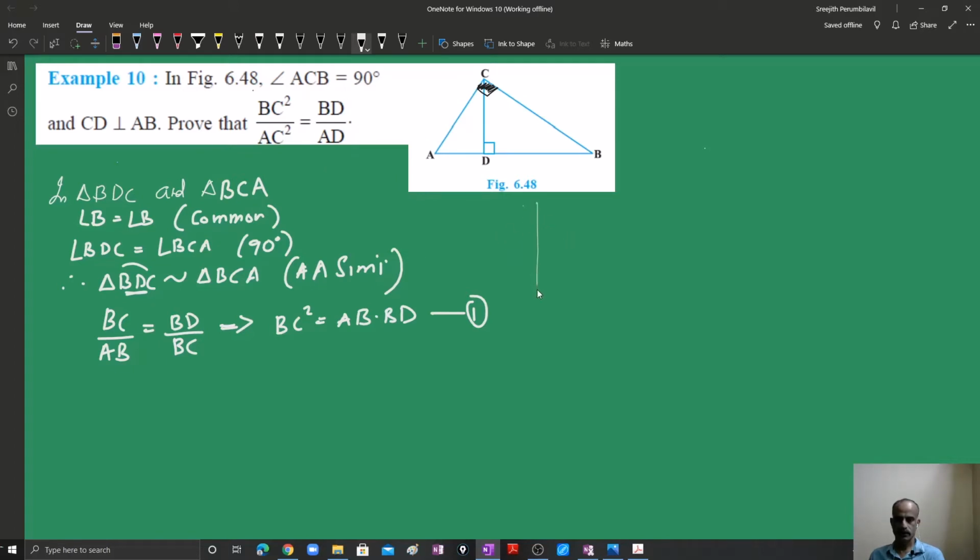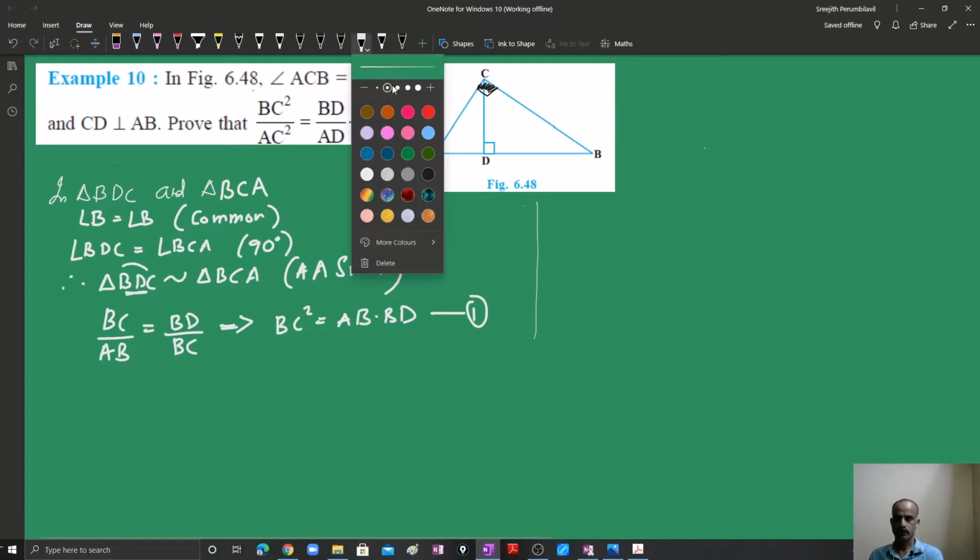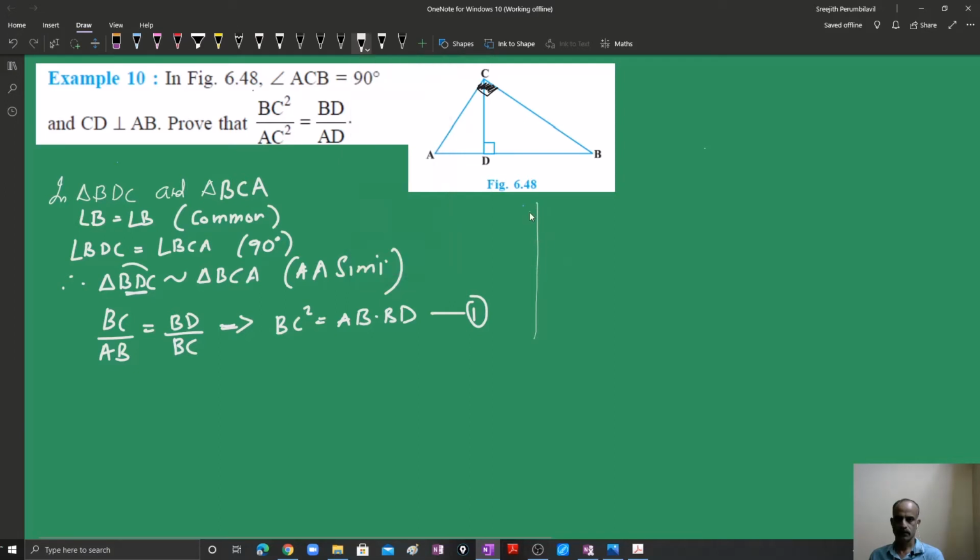So now, next one is AC square. Is AC the side of two different triangles? Yes. In triangle ADC and triangle ACB, angle A is equal to angle A, common.